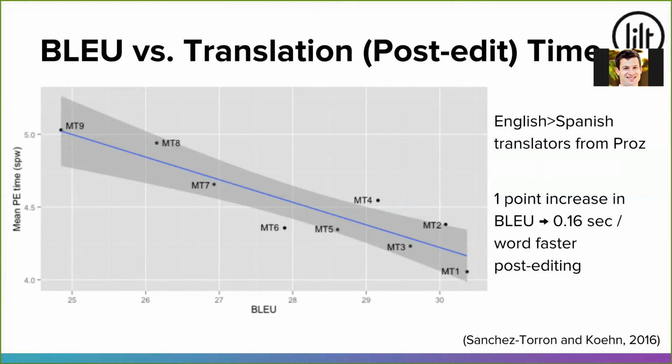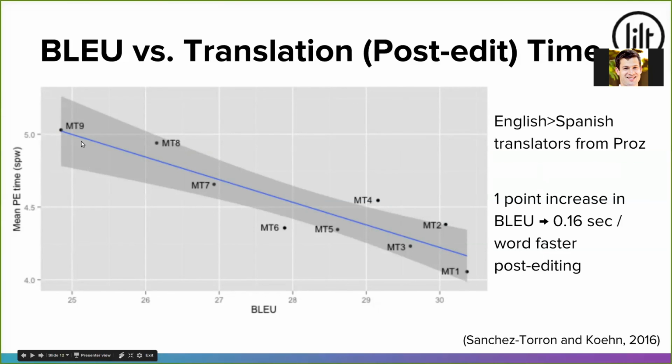And then they asked people to post-edit the outputs of these systems. And so what you see here, and the numbers are kind of small, I've copied this directly from the paper. On the horizontal axis, this is BLEU increasing. And on the vertical axis, this is translation time decreasing. So 5 seconds average per word down to, I think this is seconds, yeah, down to 4 seconds per word.